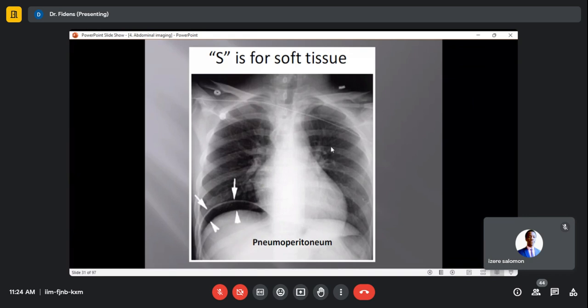And again, if you suspect pneumoperitoneum, it's better to request a chest radiograph than an abdominal X-ray. The chest radiograph is more sensitive for detecting free air than the abdominal X-ray. That's another piece of information I wanted to give you.